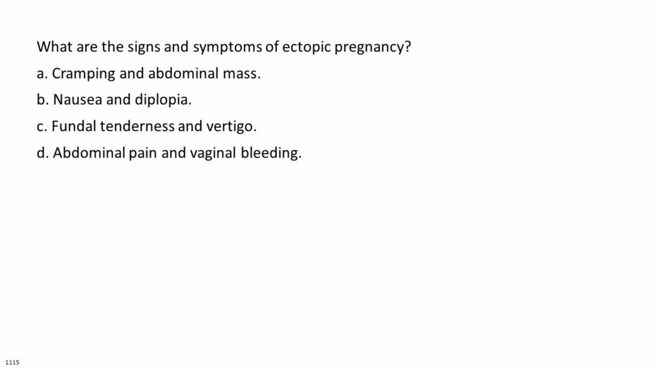What are the signs and symptoms of ectopic pregnancy? A. Cramping and abdominal mass. B. Nausea and diplopia. C. Fundal tenderness and vertigo. D. Abdominal pain and vaginal bleeding.